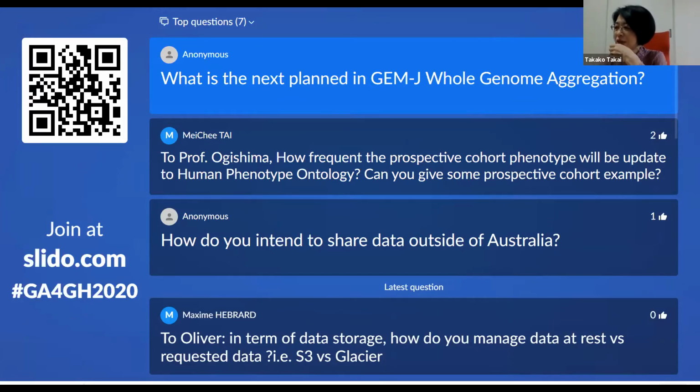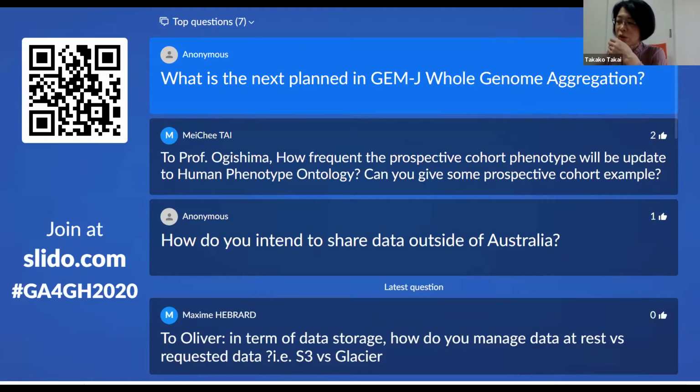The Japan whole genome aggregation is made from the deposited data set, mainly from Biobank Japan 3,000 and Tohoku Medical Megabank cohort of 5,000 whole genome sequence data. Again, this is the deposited data.